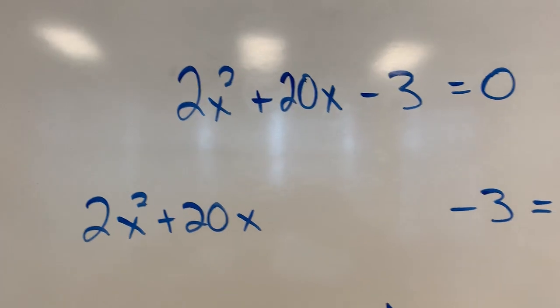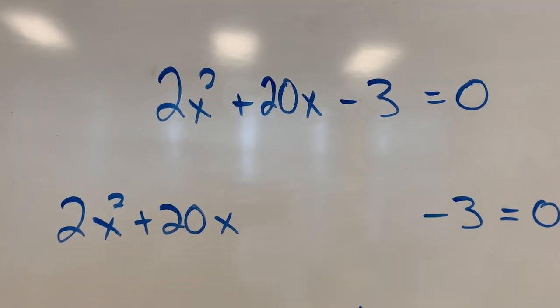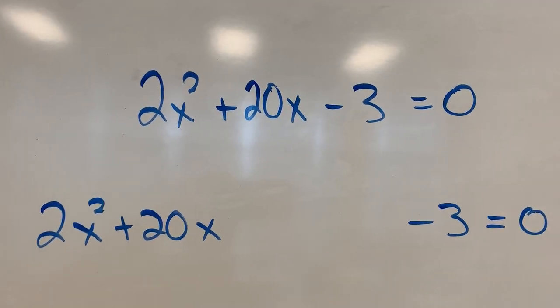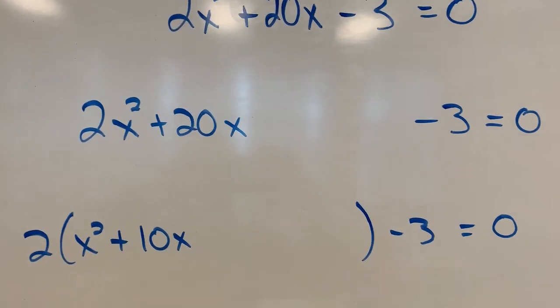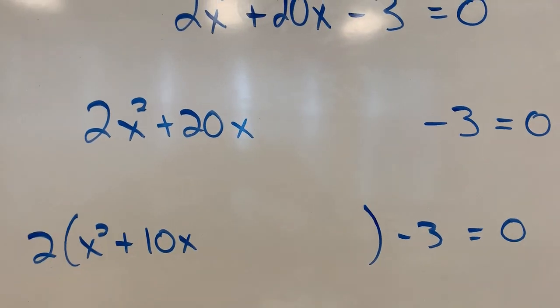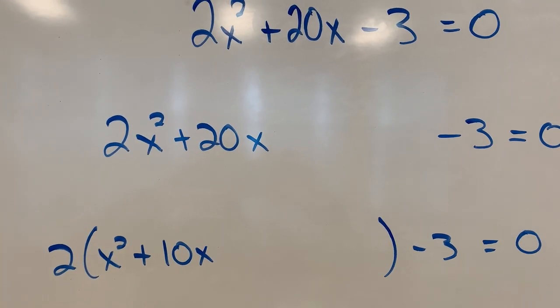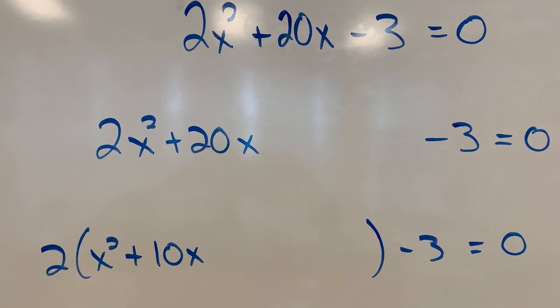Remember, my first step was to move my constant over and out of the way, away from the x terms. Now I'm going to factor out whatever coefficient was in front of x squared. In this case, it's a 2, so I factor it out of the x terms, again leaving that minus 3 alone.